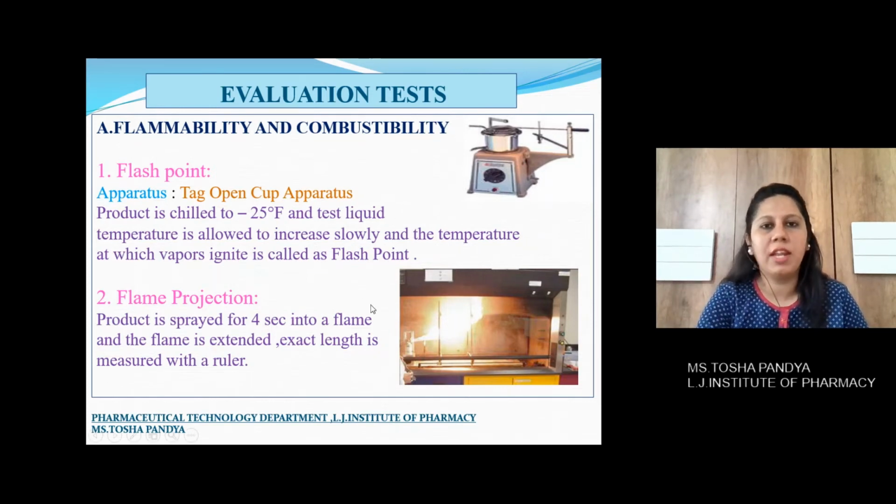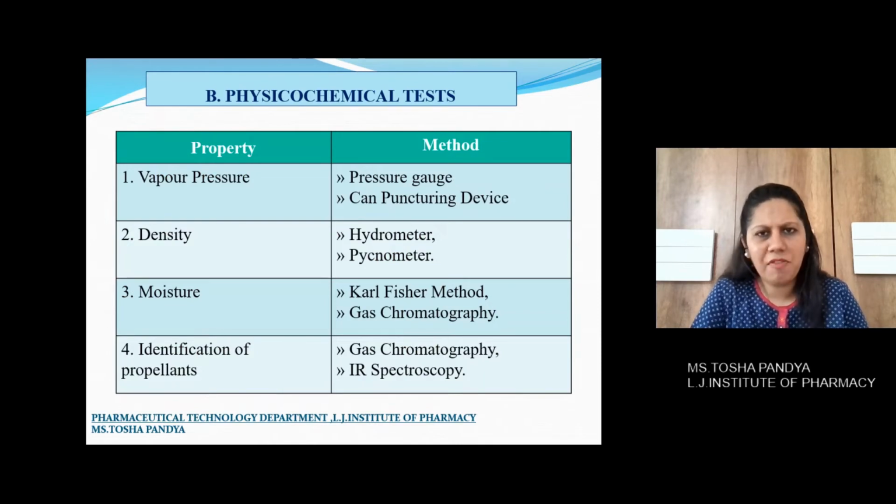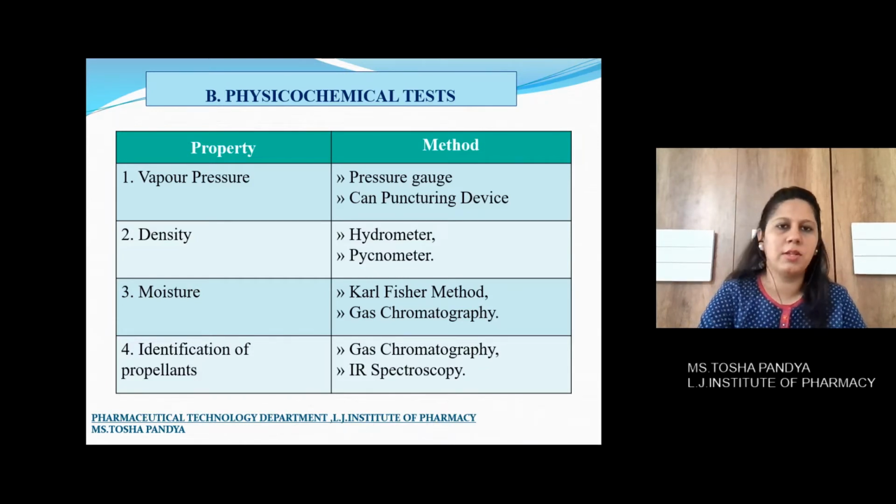These two tests are very important tests. Physicochemical tests are the normal physicochemical tests you perform for any pharmaceutical compound. You have the vapor pressure test, density test, moisture test, and identification of the propellants, which we have seen earlier. This we are not going to discuss in detail.